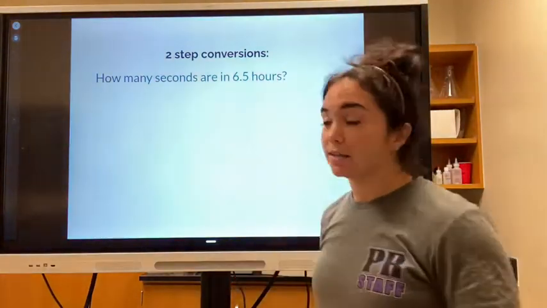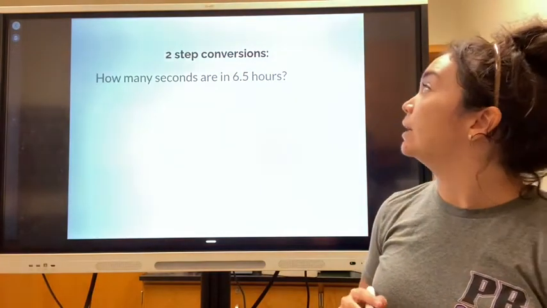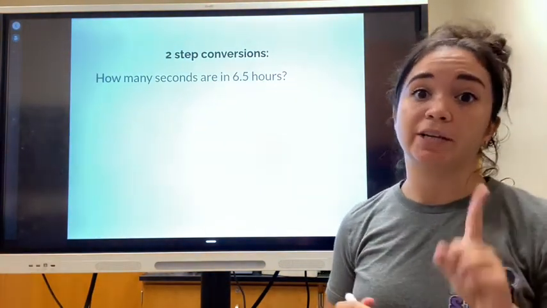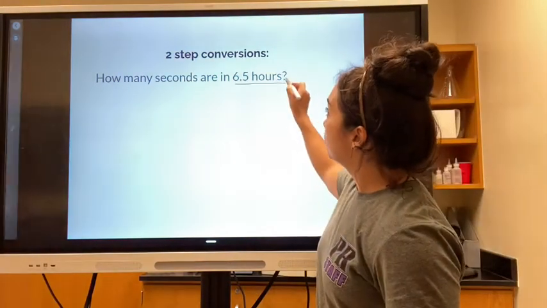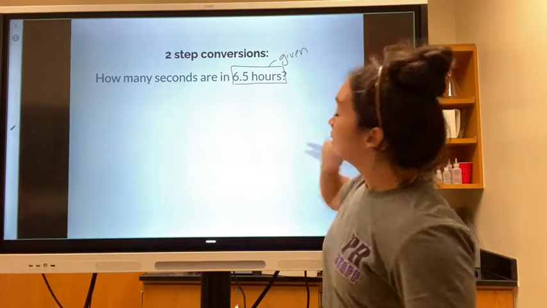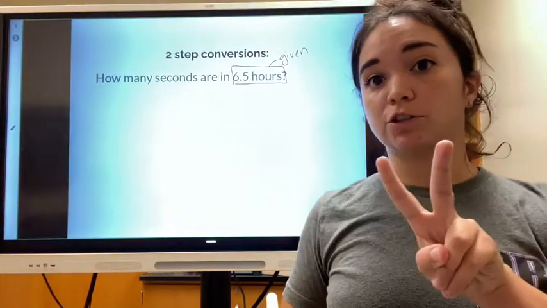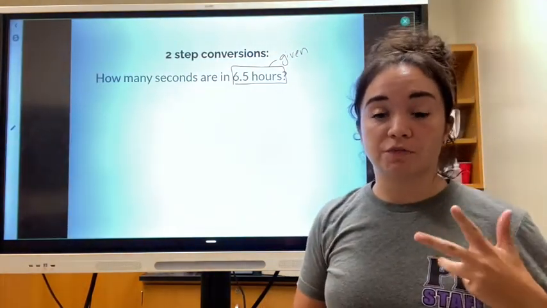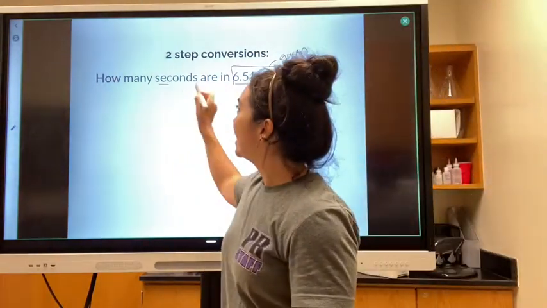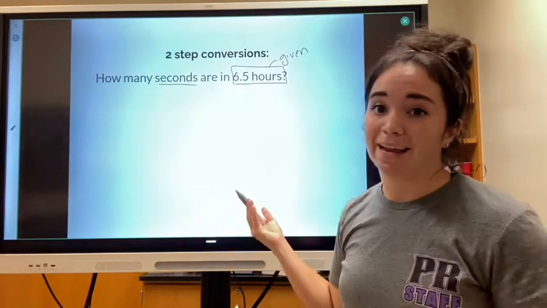So this question says, how many seconds are in 6.5 hours? So always start with step 1, which is figure out your given. So your given is going to be whatever number you're given in the problem. I'm going to go ahead and label that. Step 2 is to figure out your conversion factors. So remember, conversion factor is how many of this are in that. We want to know how many seconds are in this many hours.